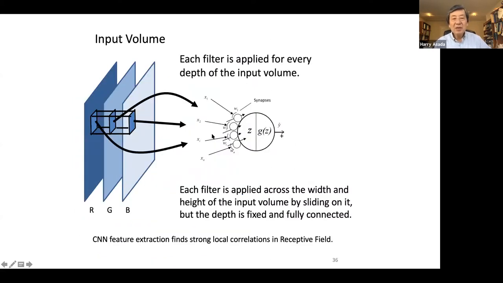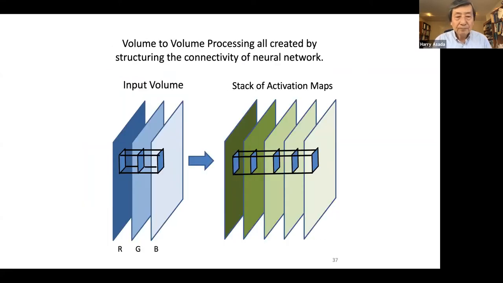Now, let me remind you that the input is not just black and white data. If it's RGB, there are three data channels, in a depth direction. So we basically hardwire this one to this. We focus on an area like this, not connecting other areas, but in this vertical direction, RGB are all connected to the same neurons. So that is the architecture used for CNN: the input volume is stacked up into activation maps, and this is the low-level feature extraction result.